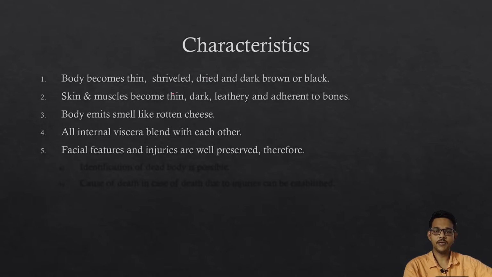Characteristics of mummification: the body becomes thin, shriveled, dried, and dark brown to black in color. Skin becomes thin, dark, leathery, and adherent to bones. The body emits a smell like rotten cheese. All internal viscera blend with each other. Facial features and injuries are well preserved. Therefore, identification of the dead body is possible in these cases.